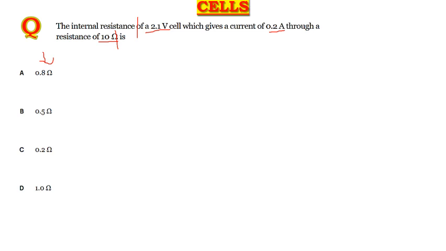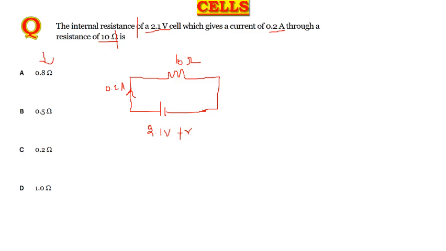Now for this one, what they are asking is the internal resistance of a 2.1 volt cell. This is a 2.1 volt battery, which produces a current of 0.2 ampere when it passes through the 10 ohm resistance. So what they are asking here is the internal resistance of your battery. This battery has an internal resistance, small r.